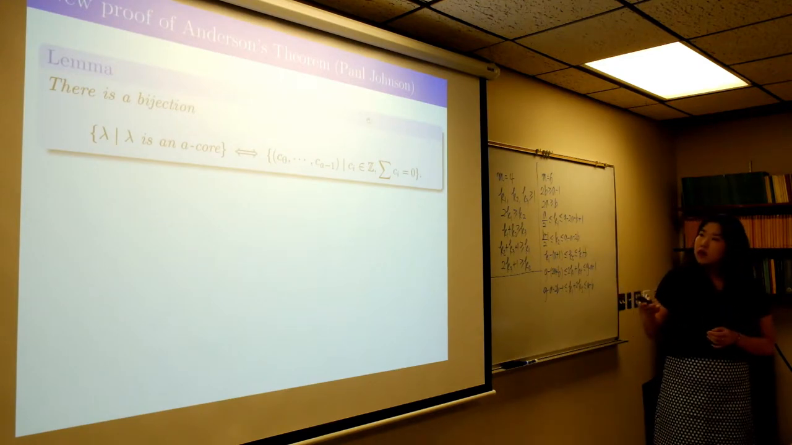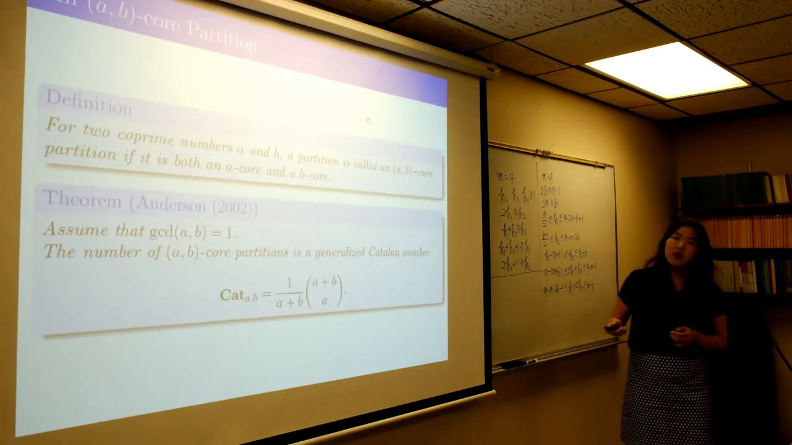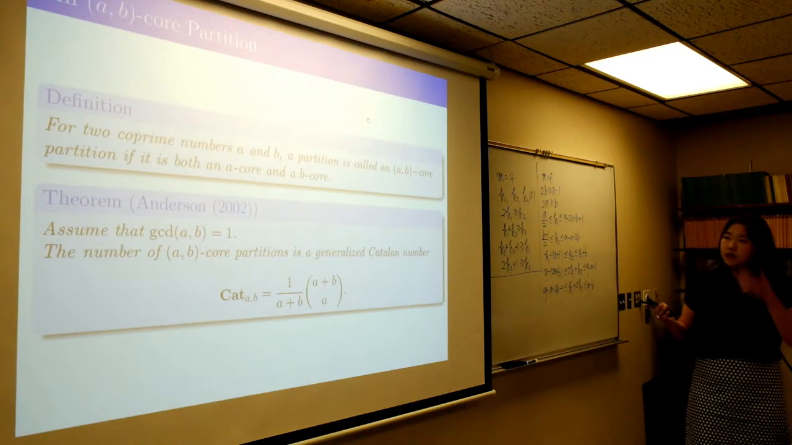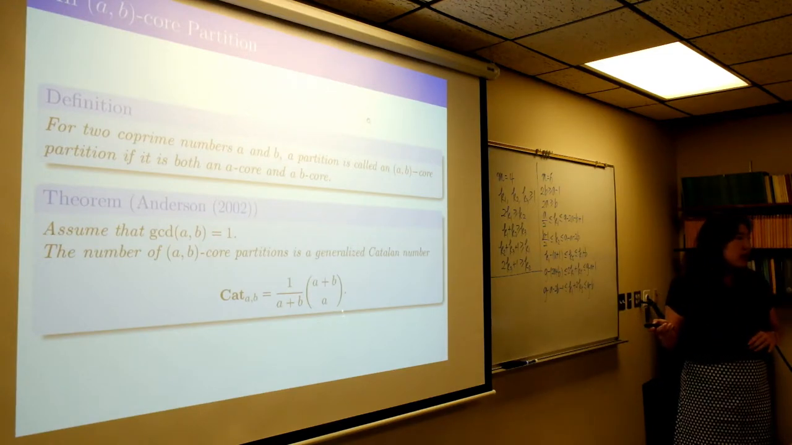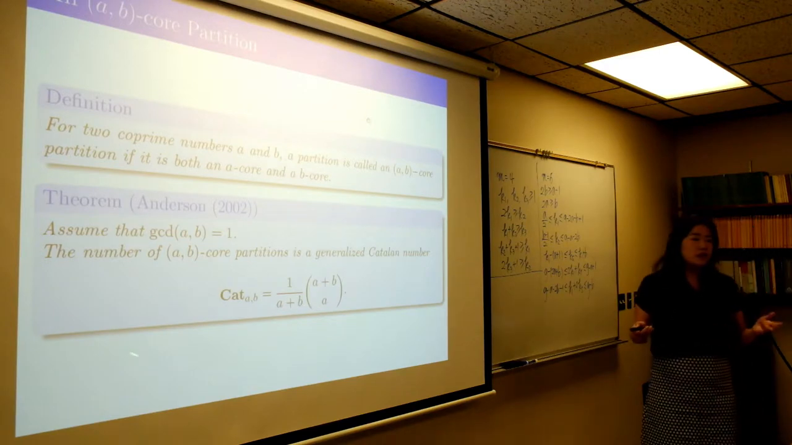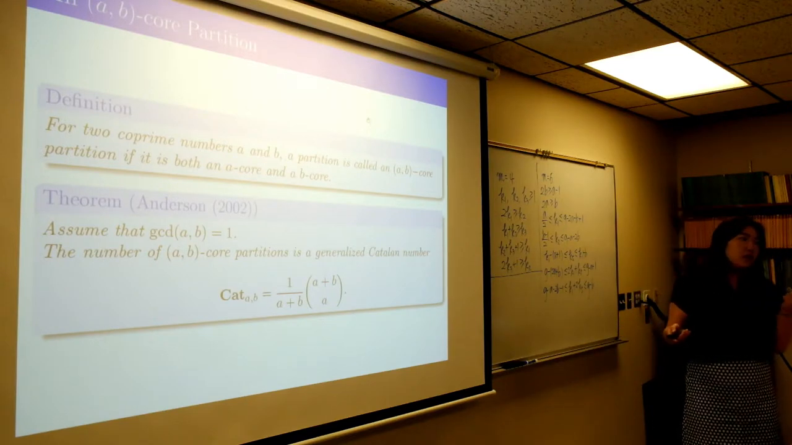So actually, when Anderson found this formula, what she did was find a bijection between the set of AB core partitions and the set of lattice paths with certain conditions. And basically, she counted the number of lattice paths satisfying that condition to count the number of AB core partitions.